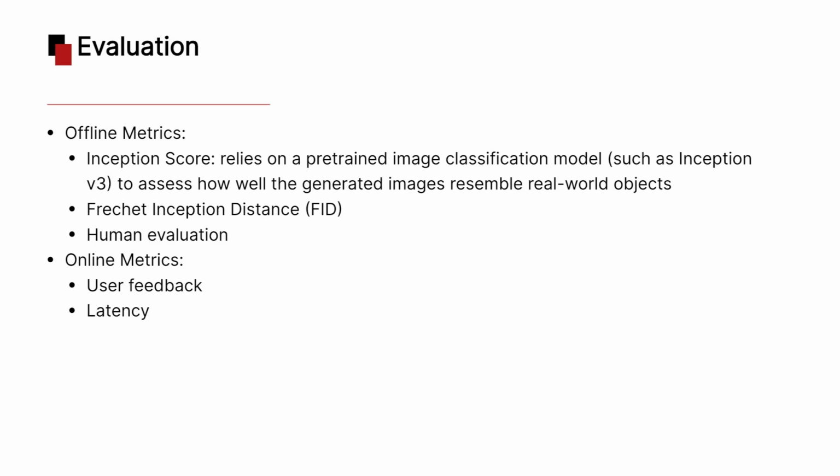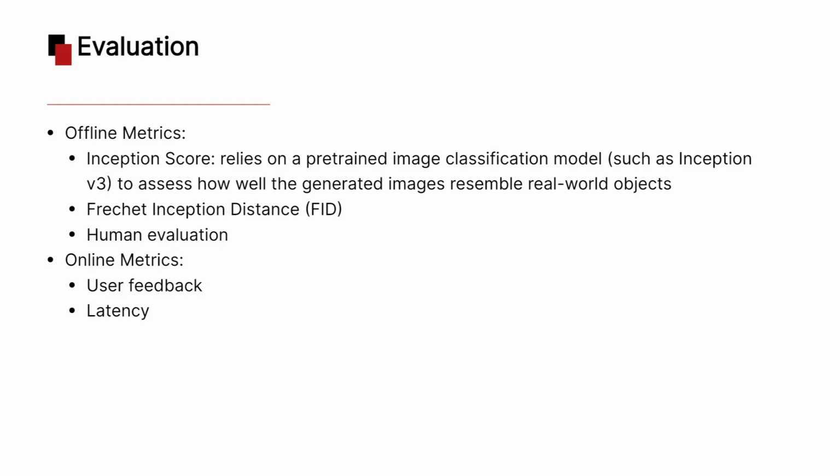Evaluating the quality of generated human faces is crucial to ensure the model produces realistic and diverse images. We use both offline and online metrics to get a comprehensive understanding of performance. Offline metrics focus on quantitative assessment using established statistical measures. The Inception score, IS, uses a pre-trained image classifier like Inception v3. It evaluates how confidently the classifier assigns a label to a generated image and how diverse those labels are across many images. A higher IS indicates images that look like distinct, recognizable faces.